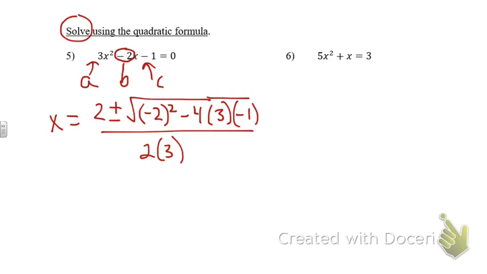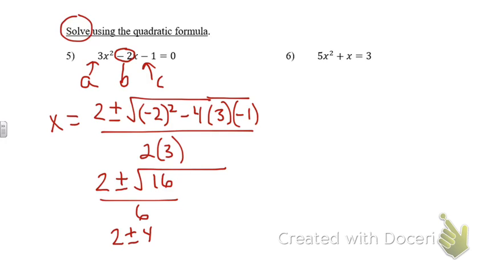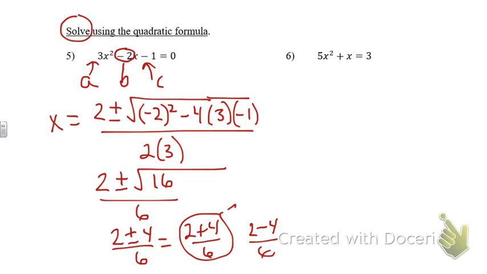This is the most important step, as we're double checking. Do that inside of the square root, inside of the radicand. Do that on your calculator. You end up getting 16. The square root of 16 is 4. So I have 2 plus 4 over 6 and 2 minus 4 over 6. That equals 1. That equals negative 2 over 6, which is negative 1/3.